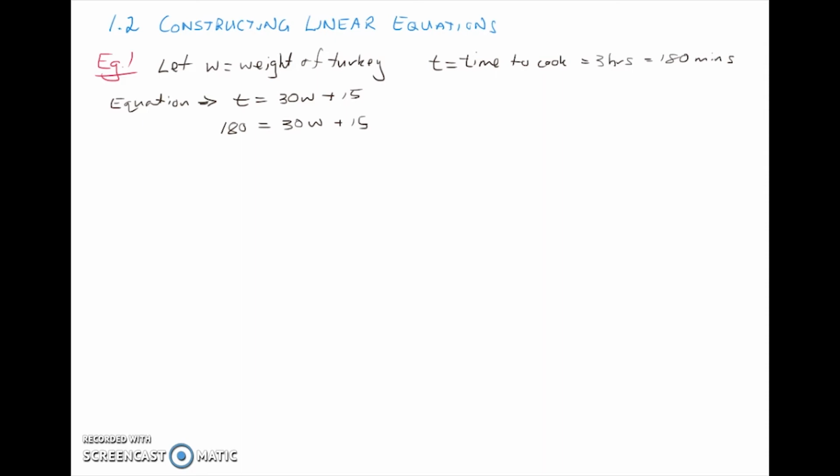And now we're solving for W to find the actual weight of the turkey that gives us the time of 180 minutes. So subtracting the 15 from both sides and then dividing by 30, we find that W is equal to 165 over 30, which simplifies to 5.5 kilograms. And when we're given a problem in words, we really should state our solution in words as well. And so we can write there, the turkey weighed 5.5 kilograms.